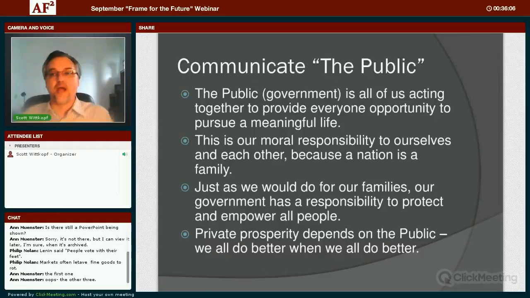I mean, we care for our parents when they age because they cared for us when we were young. And those kinds of metaphors resonate with the metaphor of the nation as families. So I would encourage you to use them. And then, of course, the one that most of you felt was the most effective was private prosperity depends on the public. And it's kind of this idea that we all do better when we all do better. And that for so many reasons, we have a responsibility to be our brother and sister's keeper, if you want to get biblical on them.